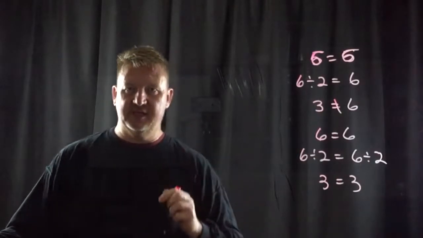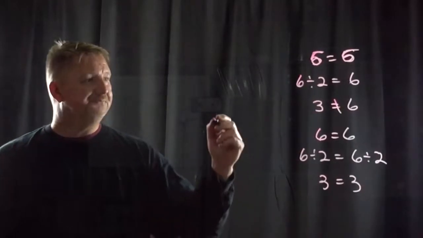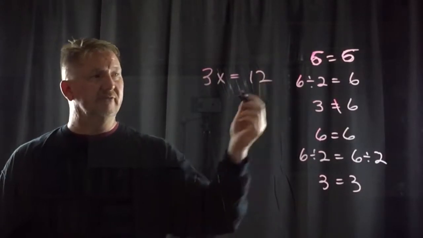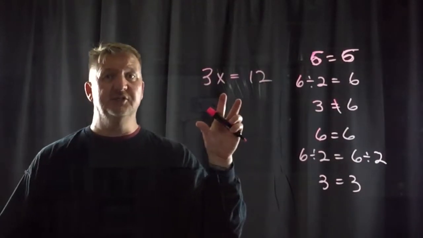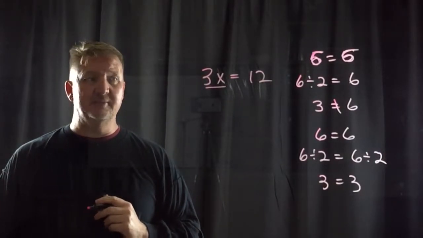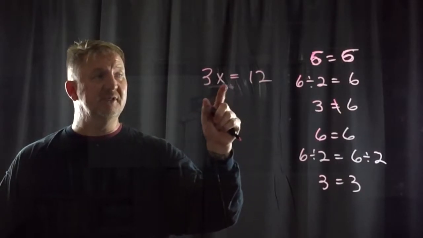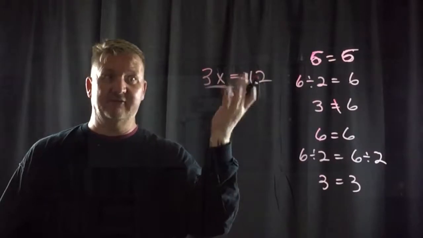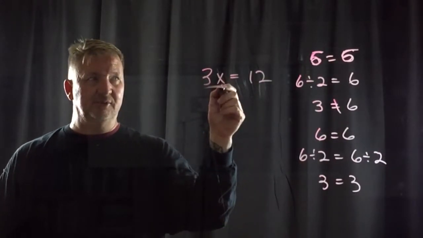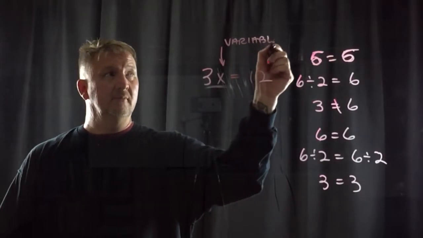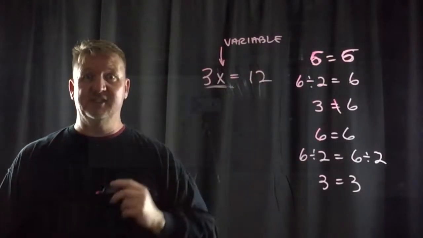Okay, let me show you two examples. The first example, 3x equals 12. Now remember, we're working with a multiplication equation when I have 3 times x. That's what that means. This is 3x. X is a variable. I don't know what x is. That's what we're trying to figure out.